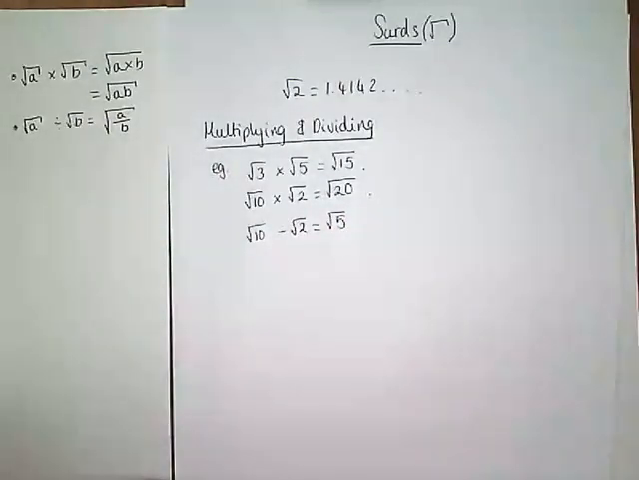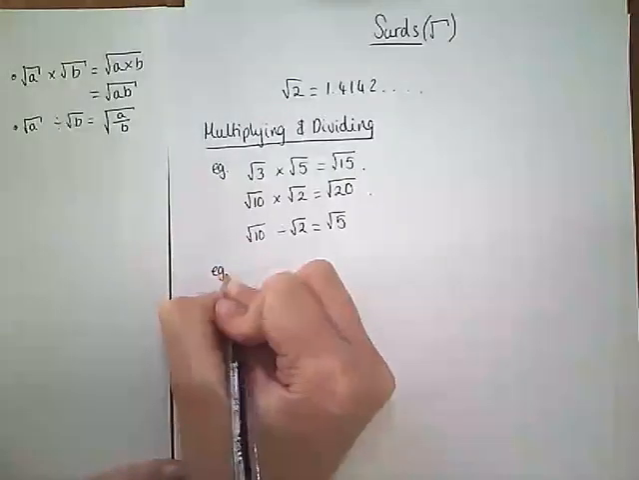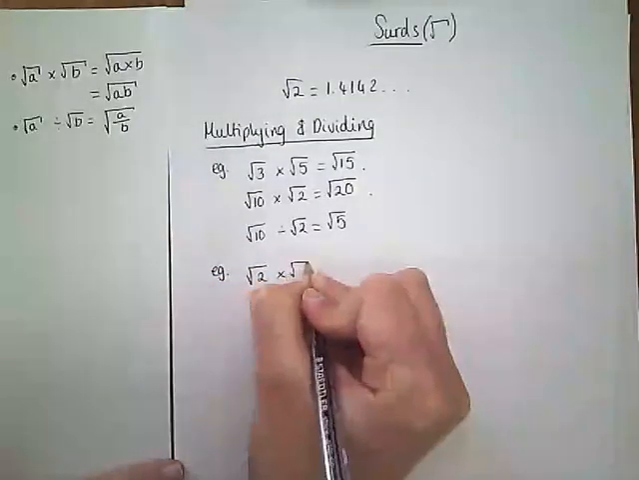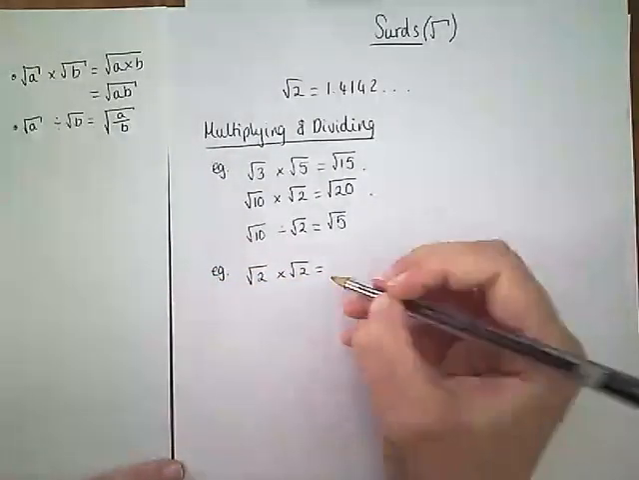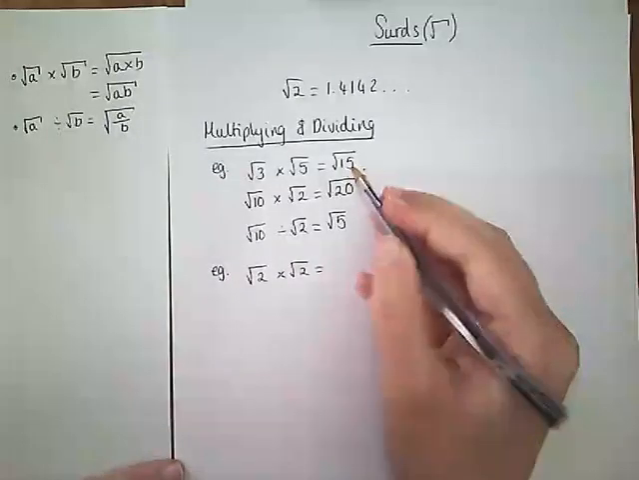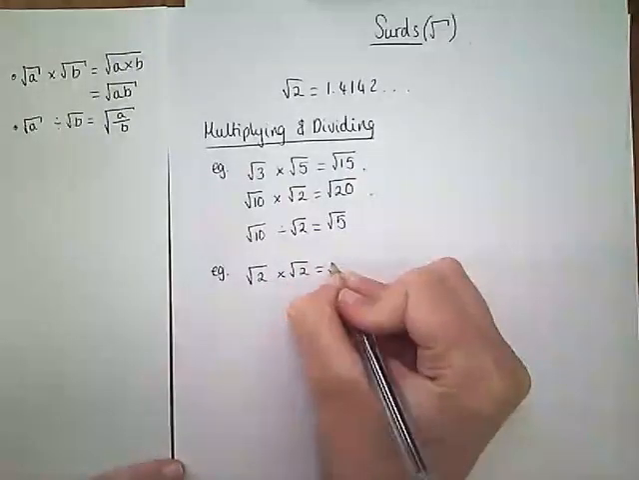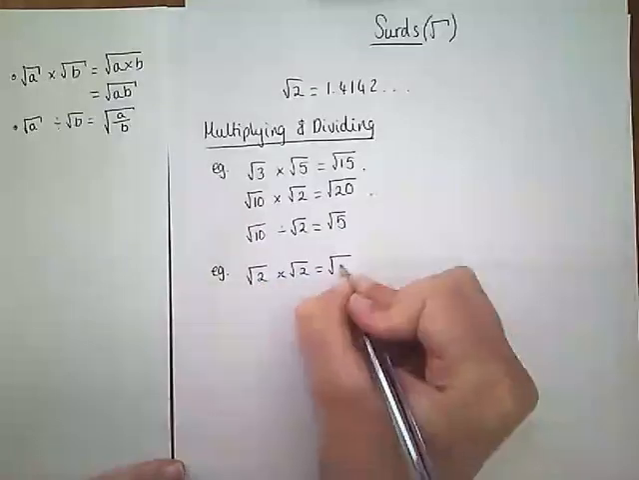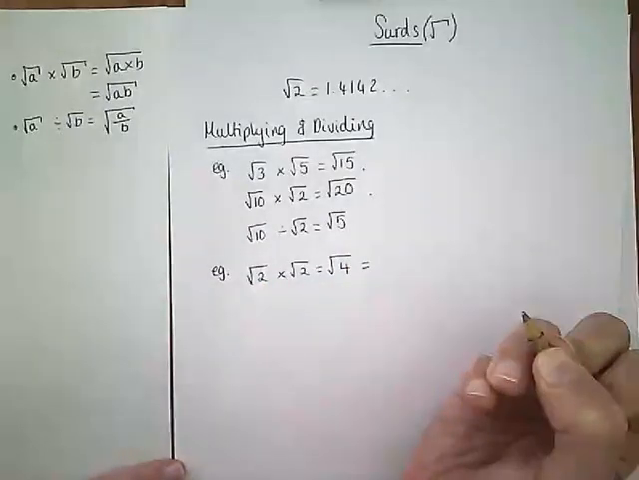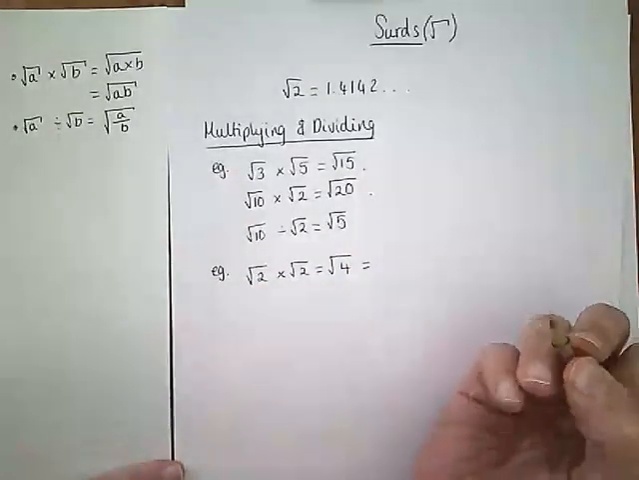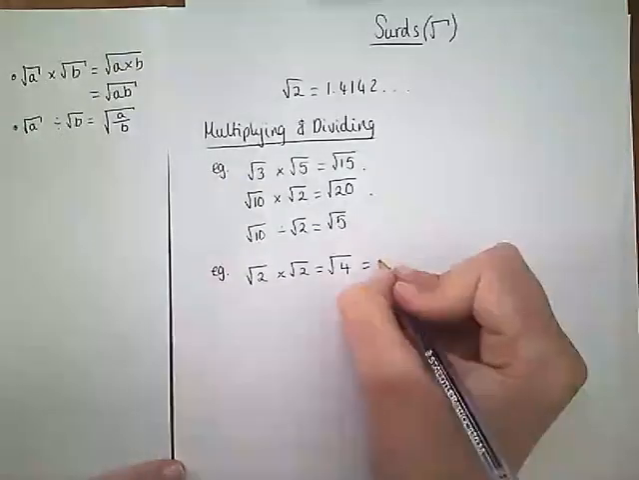Okay, I want you to think about this other rule then. What about if we had root 2 times root 2? Well, if I use the same rules that I've just talked about, that means that root 2 times root 2 is the square root of 2 times 2, which is 4. But 4, obviously, hopefully, is a square number. So the square root of 4 is just 2.